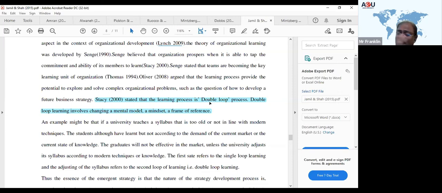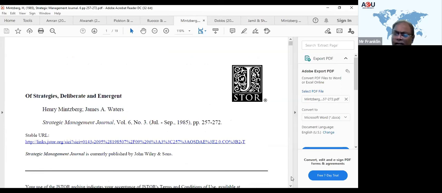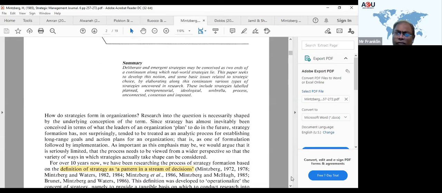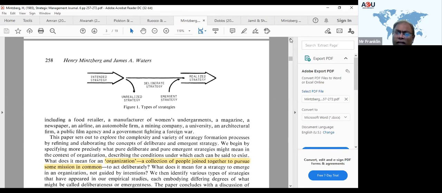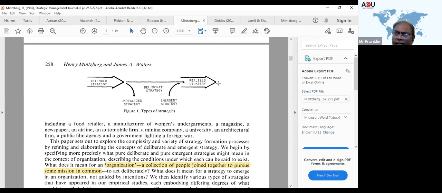All right, so this is how you conclude, and then finally you talk about your conclusion. You say in conclusion, intended strategies and emergent strategies are both very important. If you look at the article by this guy, Mintzberg, he has a nice diagram. This is where he comes up with intended strategies, realized strategy, then emergent strategy.